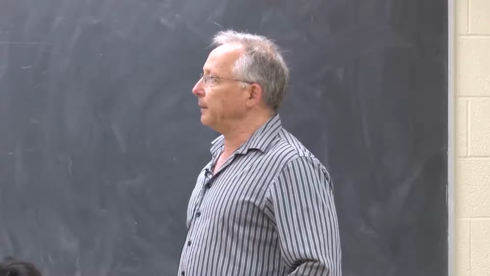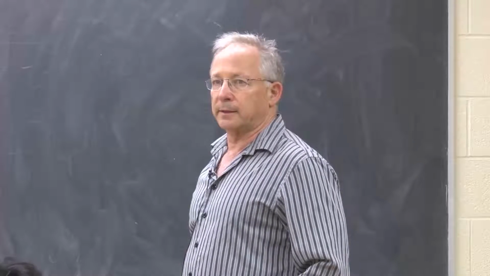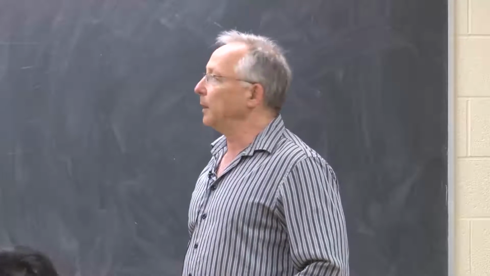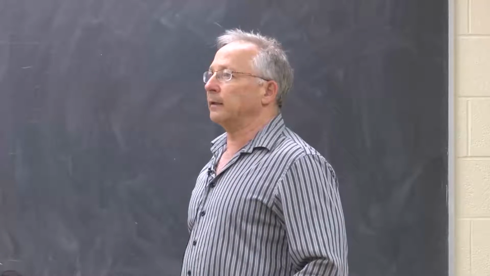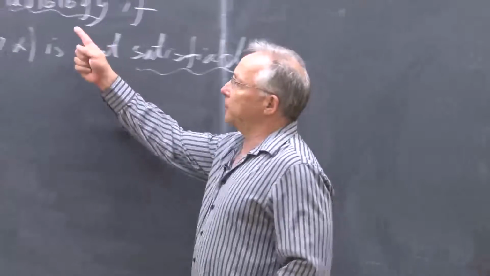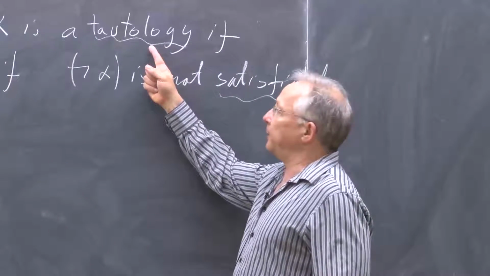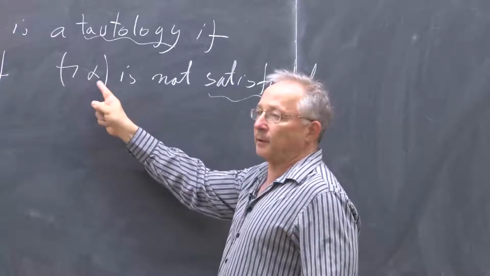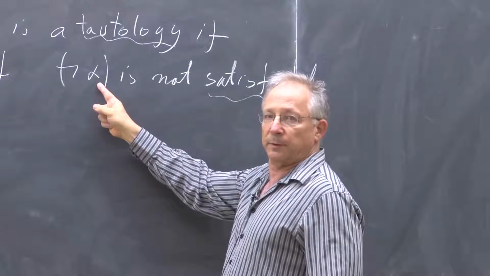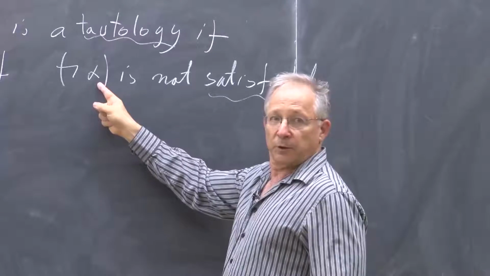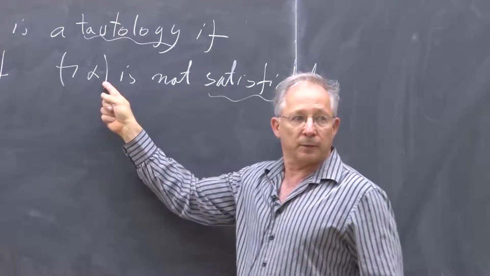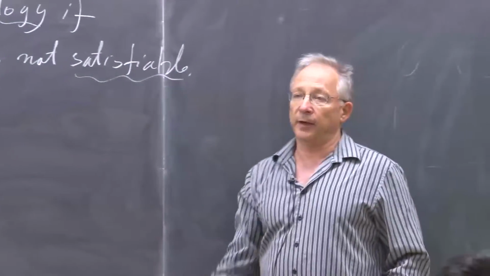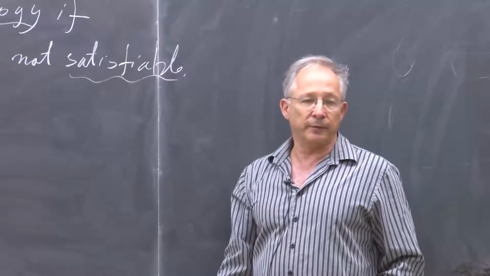And I will not even write down the proof. I will just explain it in words because it so immediately follows from our definitions. Because alpha is a tautology means that under every truth assignment, alpha will be true. Which means that under every truth assignment, the negation of alpha will be false. Which means that under no assignment, this will be true, so this is not satisfiable. And vice versa.